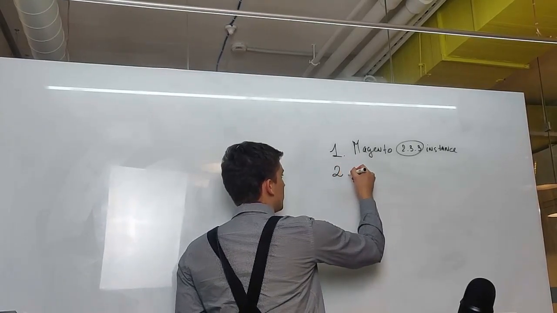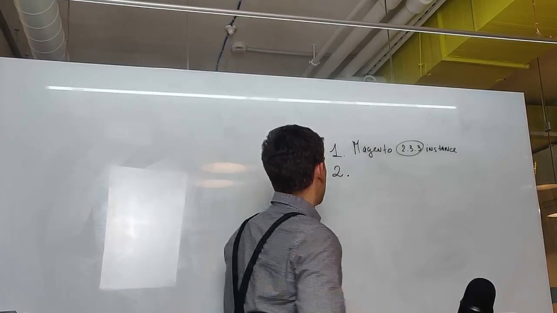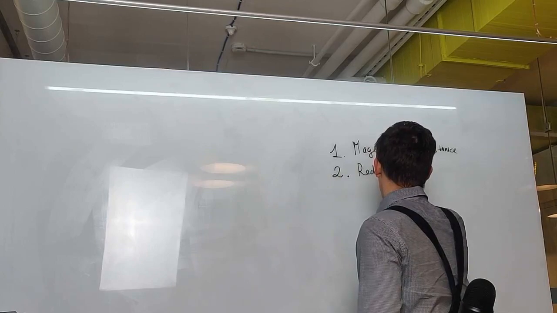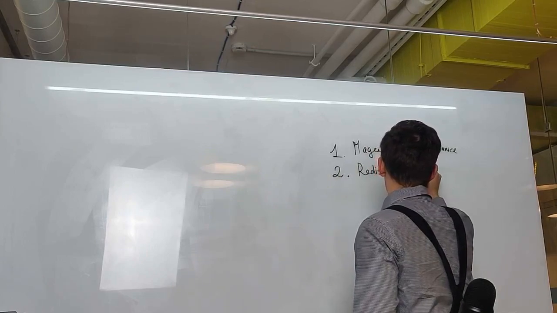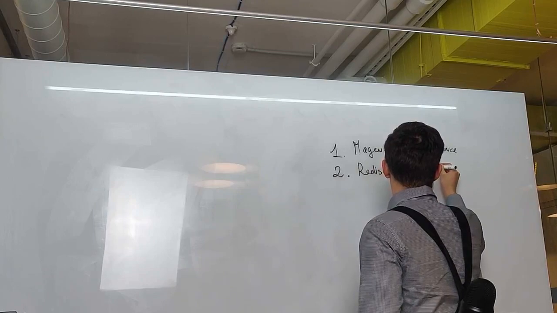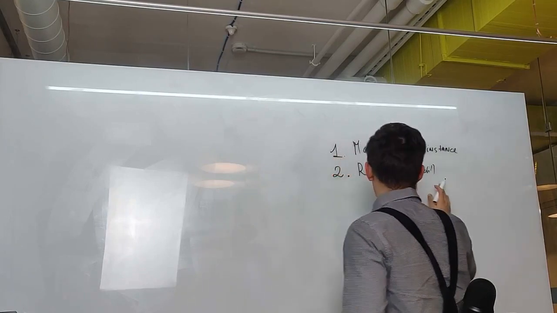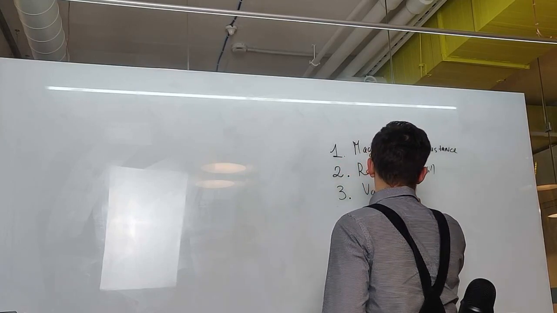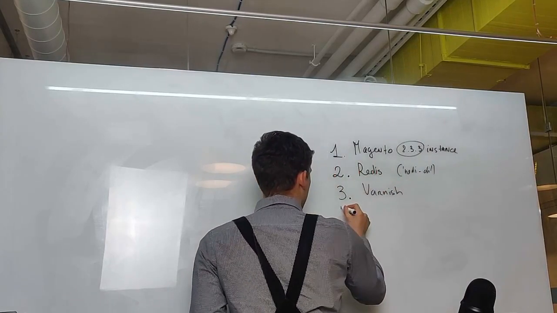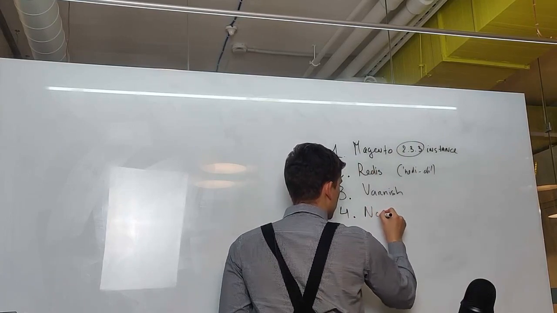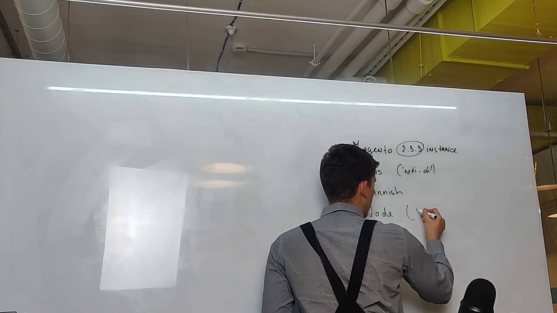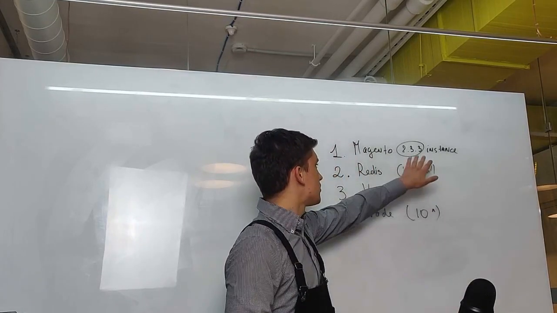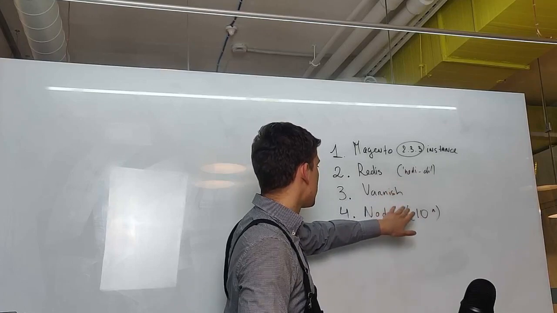Next thing you will need is the Redis server. So you need a Redis, and more specifically, you will need a Redis CLI. But I will not specify those binaries. We'll also need Varnish, and we will also need the node. And there is a specific requirement for the node. It should be 10 or higher. So we have Magento 2.3, we should have Redis, Varnish, and Node.